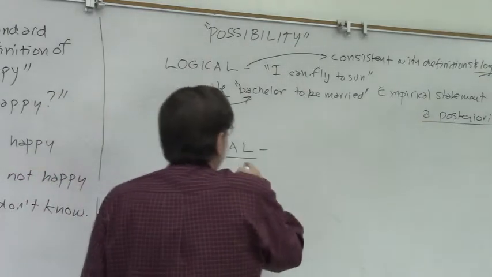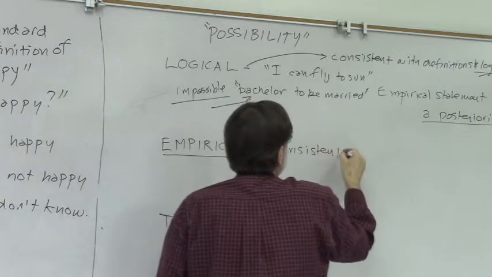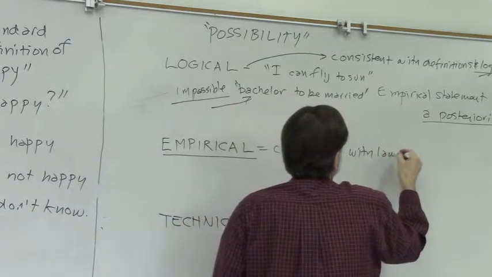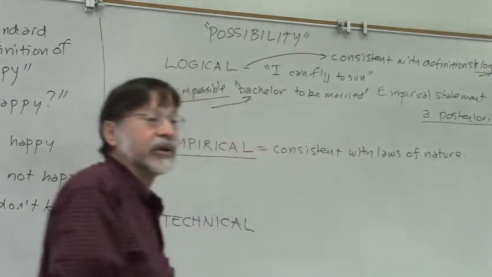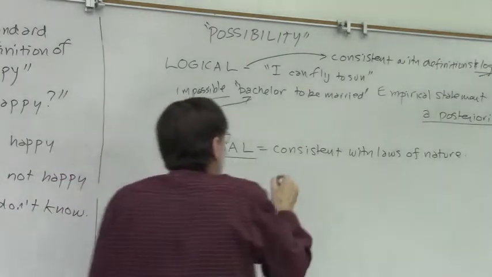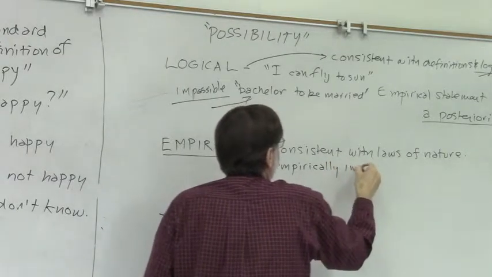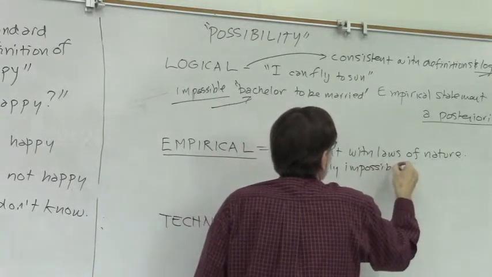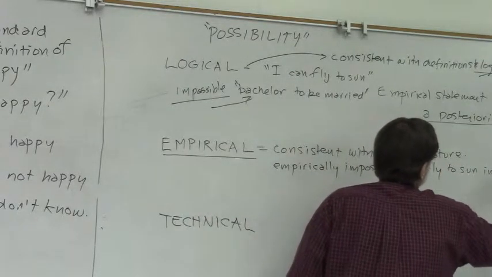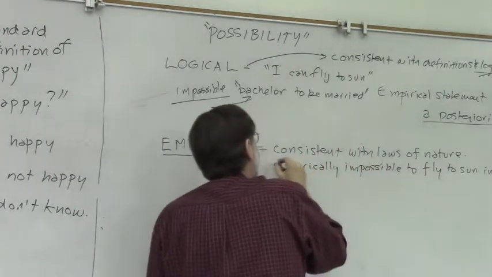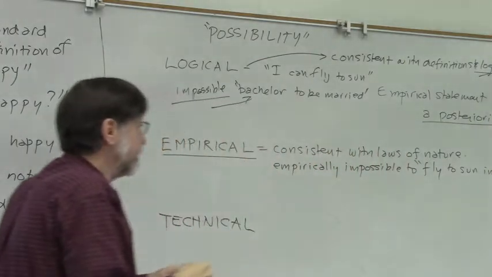For something to be empirically possible, it means it's consistent with the laws of nature. And we think it's empirically impossible to fly to the sun and back, so we think it's probably impossible to fly to the sun in 0.01 seconds. All right. For a person to do that without a spaceship or any other type of device, right?